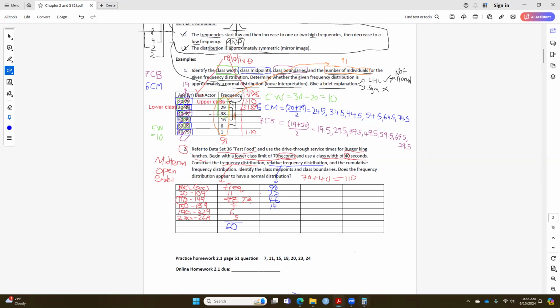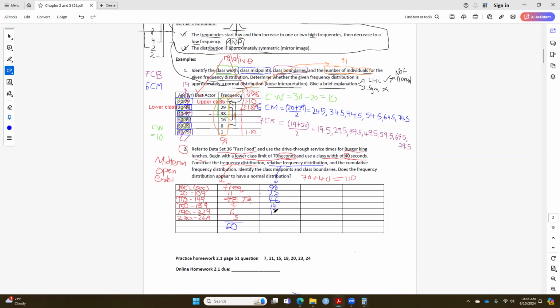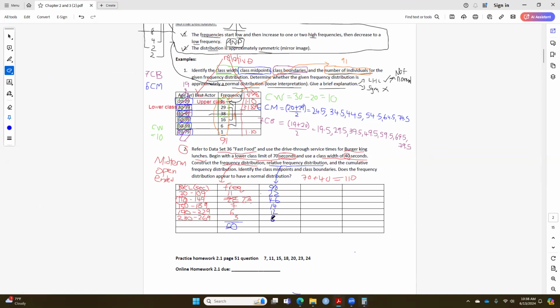And 6 and 3 will be the next one. 6 divided by 50 times 100, so this is 12. And then the next one is 3 divided by 50 times 100. So this one is going to be 6%. So this is what we call the relative frequency distribution.